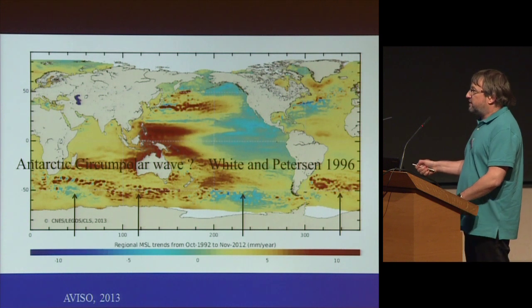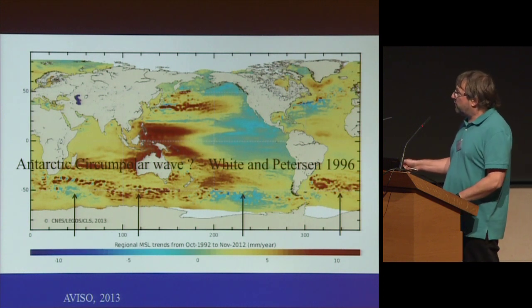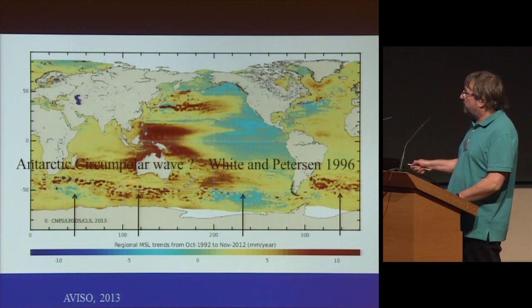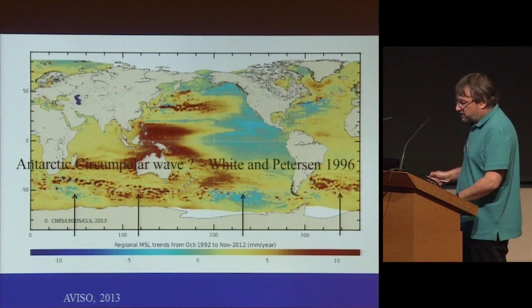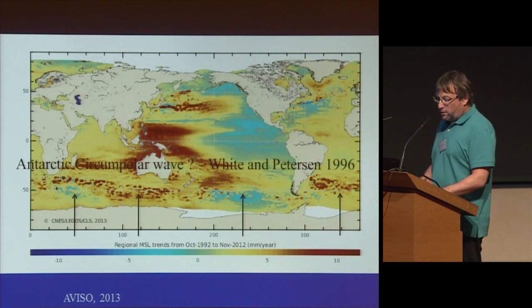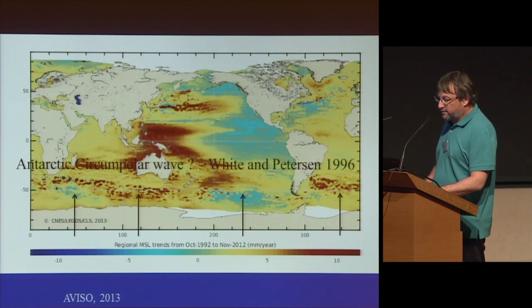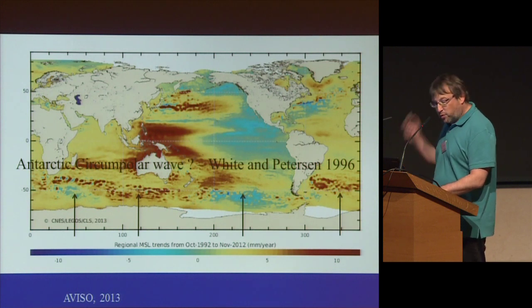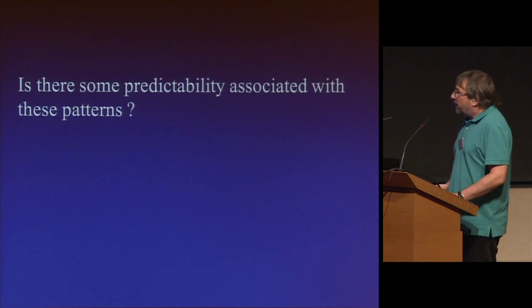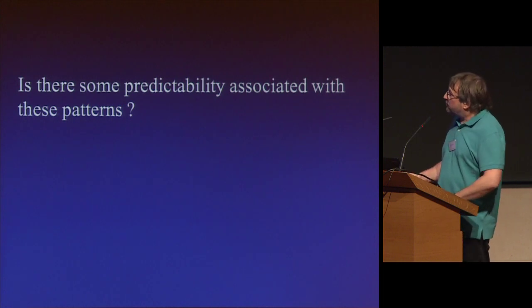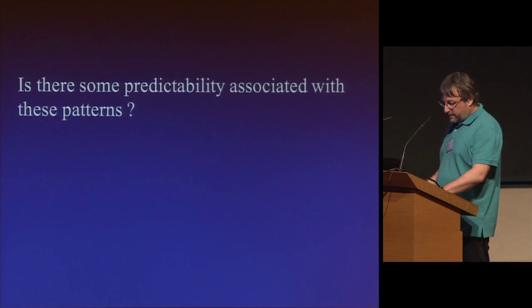And if you look at the Antarctic circumpolar region, you can see this succession of negative, positive anomalies. This could be linked to the Antarctic circumpolar wave that has been evidenced by these authors more than 15 years ago. And the question here is: is there some predictability associated with these patterns?